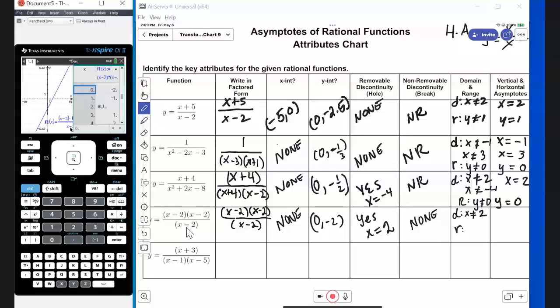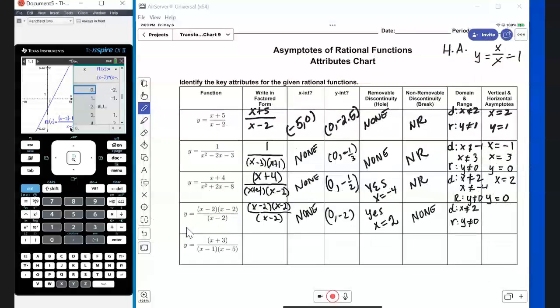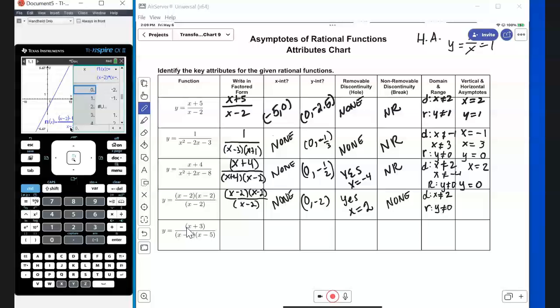What's the range? All numbers except 0. Okay. What's going to be the vertical? No, there's no vertical asymptote, right? None, right? Is there a horizontal asymptote? None. Okay. You have 10 minutes to do the last row. Go ahead and do the last row, work with somebody, and then we'll go over it before you leave.